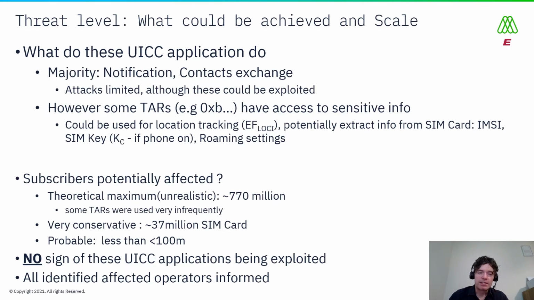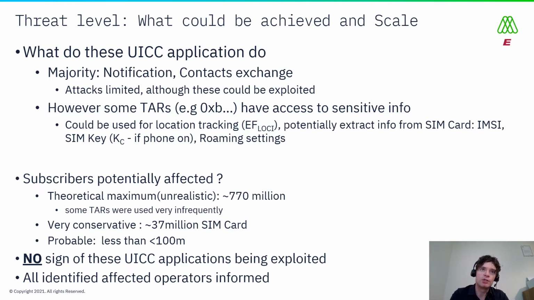A much more conservative estimate is probably only between 30 to 40 million SIM cards are potentially vulnerable. And it's very probable that much less than 100 million SIM cards are actually vulnerable. And like I said, the scale of the vulnerability varies. Here I'm saying any type of vulnerability.